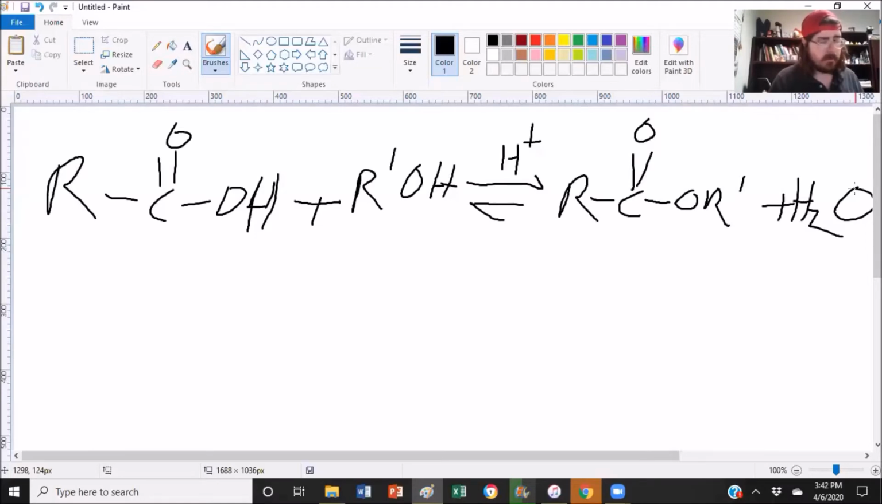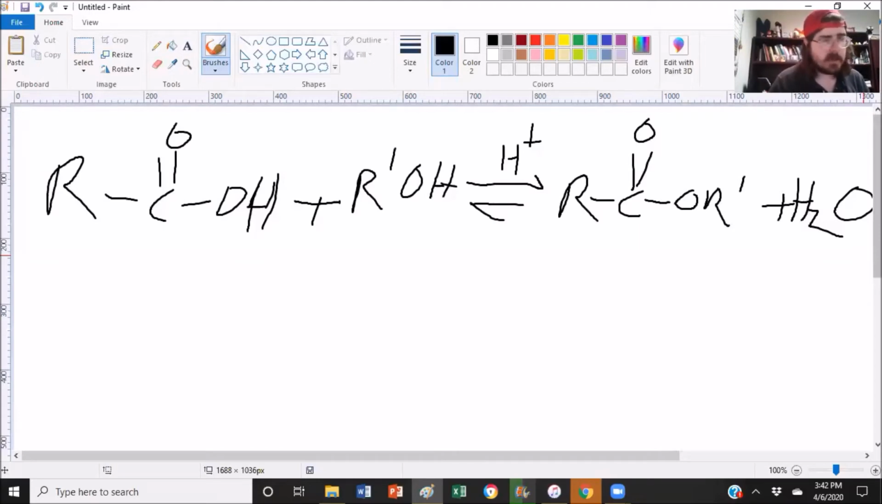Now this one uses the same catalyst, uses acid and water. How would you force it to products? Well, you could use an excess amount of alcohol to force this to products. You could also have a way of drying up your water as it's being formed to remove the products.